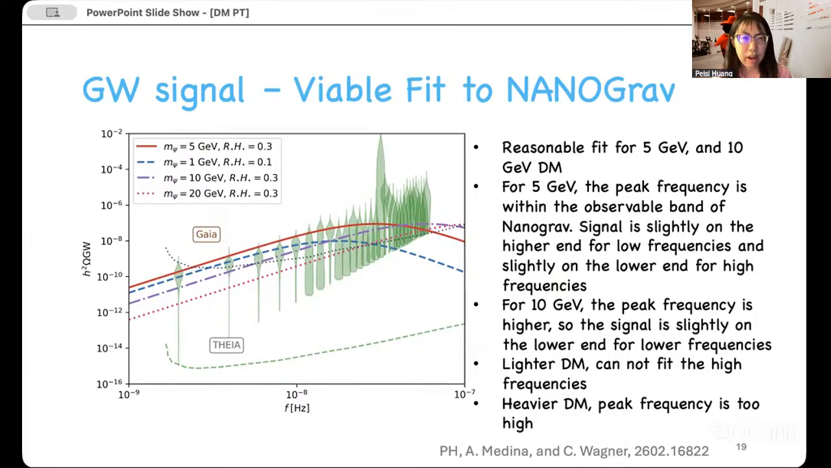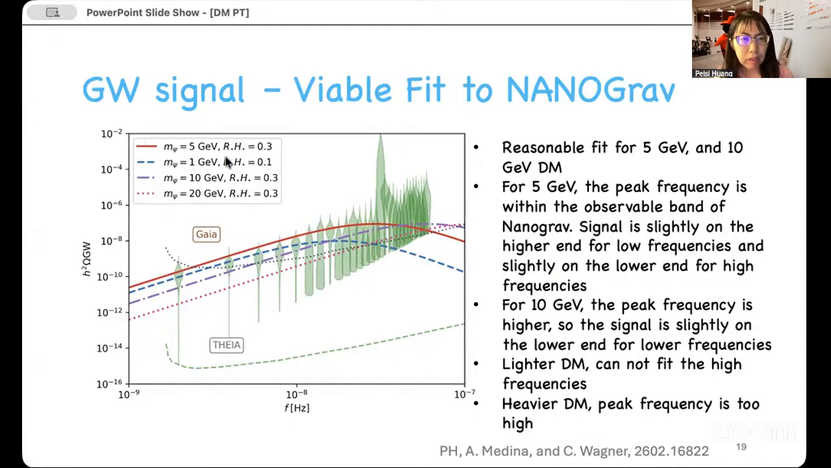Here different lines are for different masses of dark matter. We see we can get a reasonable fit for the 5 GeV, which is the red line, and 10 GeV dark matter, which is the purple line here. For 5 GeV dark matter, the peak frequency is within the observable band of NANOGrav. The signal is slightly on the higher end for lower frequencies and slightly on the lower end for higher frequencies. For the 10 GeV case, the peak frequency is higher, so the signal is slightly on the lower end for lower frequencies.